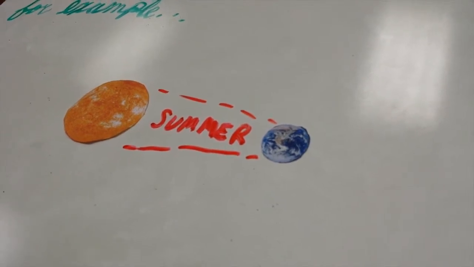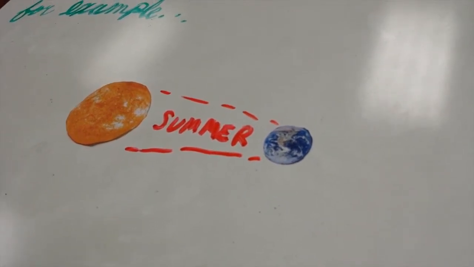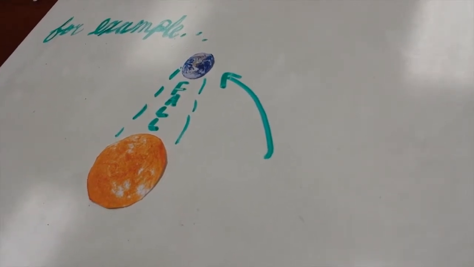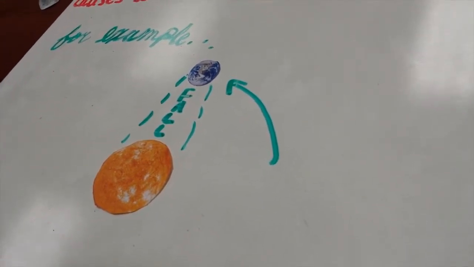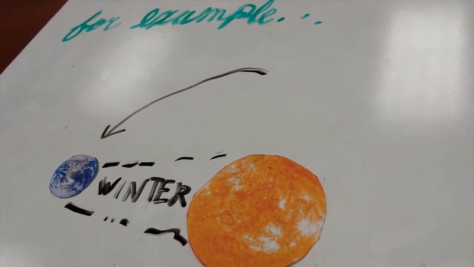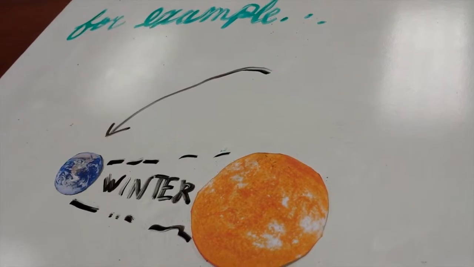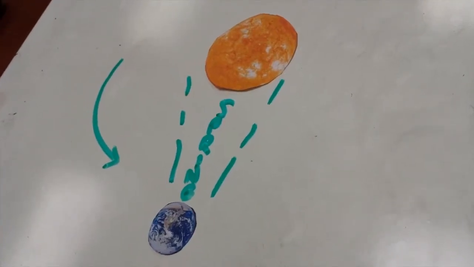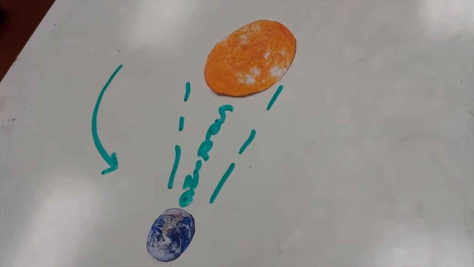So here it would be summer in the northern hemisphere. There it would be fall in the northern hemisphere. There it would be winter in the northern hemisphere. And here it would be spring in the northern hemisphere.